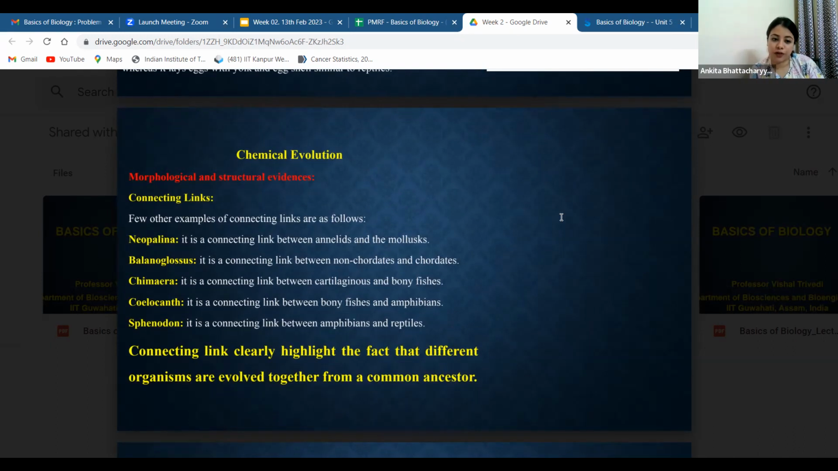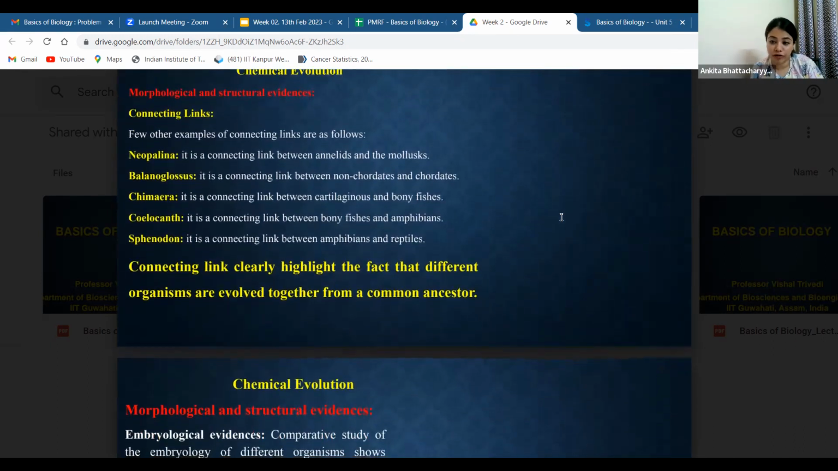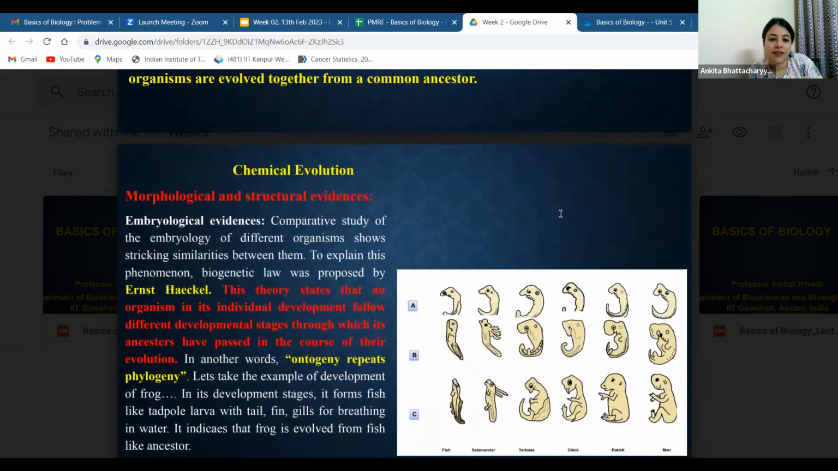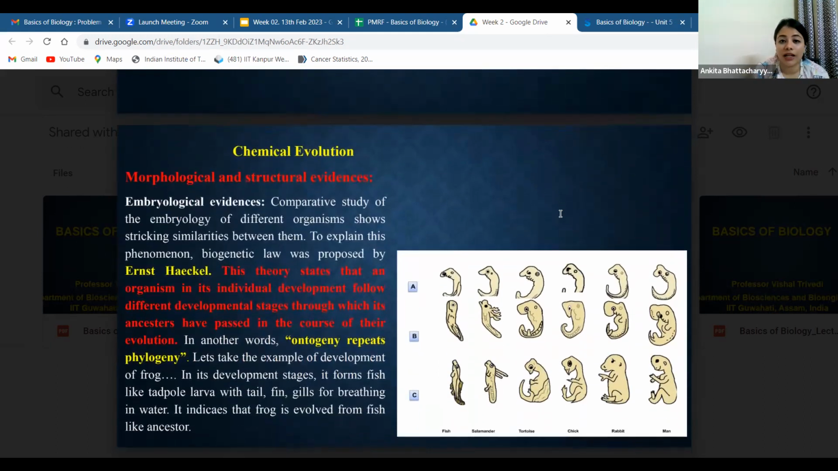Coelacanth was also there in one of your questions, Phenodon, etc. So they are showing that organisms can evolve from ancestors that have characters of both of two different classes. Then we talked about how ontogeny repeats phylogeny, or recapitulates phylogeny, the theory given by Ernst Haeckel.